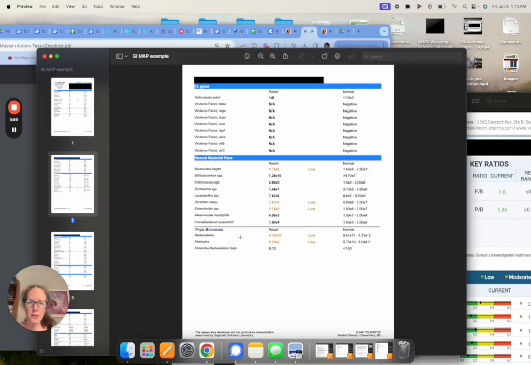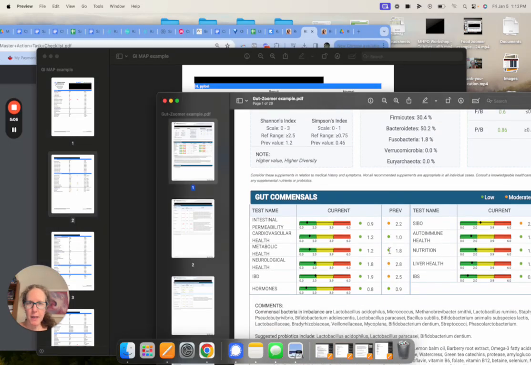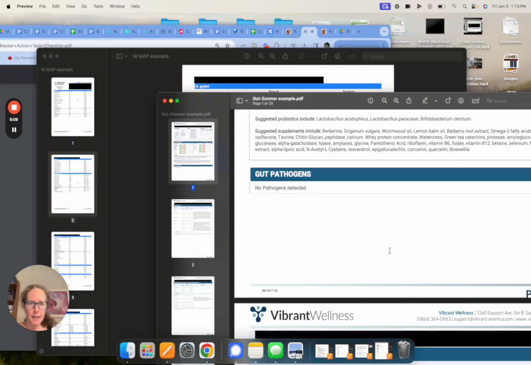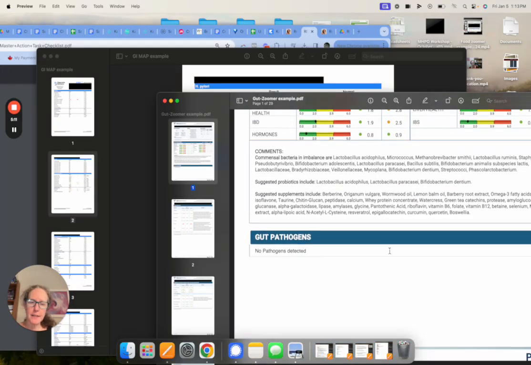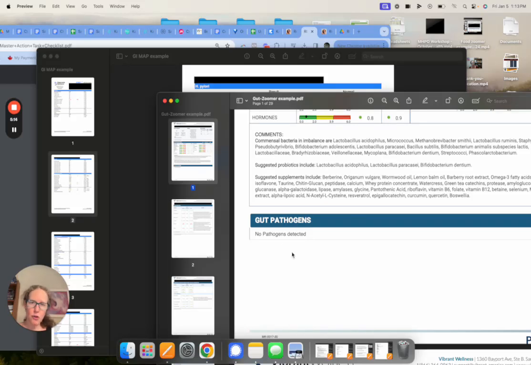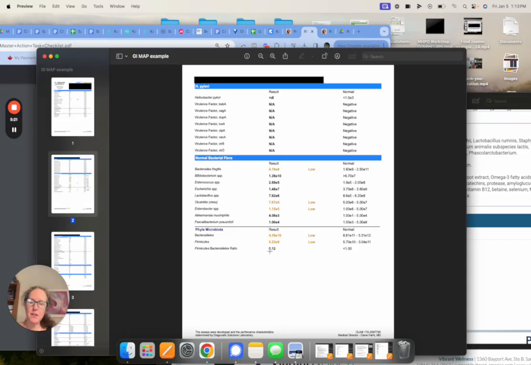This is where we get into one of the main differences between the GI map test and the Gut-Zoomer test. This one picks up H. pylori a lot more. This one does have an H. pylori marker on it, but it doesn't pick up pathogens quite as strongly, and it doesn't pick up H. pylori quite as strongly. I like that because H. pylori and these pathogens are sometimes transient, and sometimes they just need to run their course, especially if they're at very low levels.